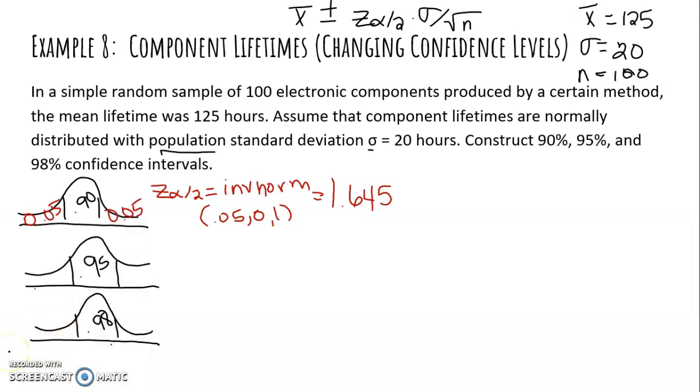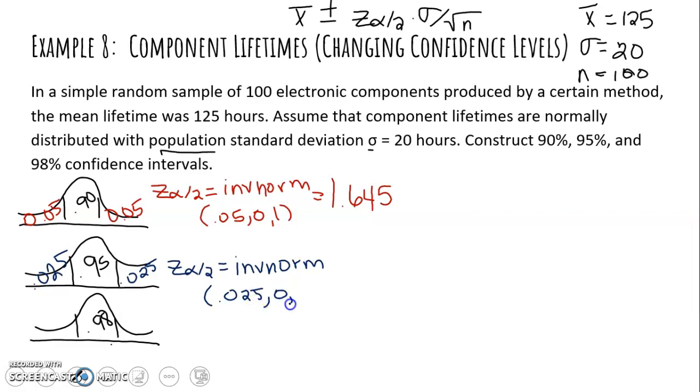The next one, if 95 is in the middle, that leaves 5% left over, and then among two sides that'd be 2.5% or 0.025. So for this critical value, we're going to do INV norm 0.025, 0, 1. So let's see how that changes things up. It looks like we get negative 1.960, and again we drop the negative.